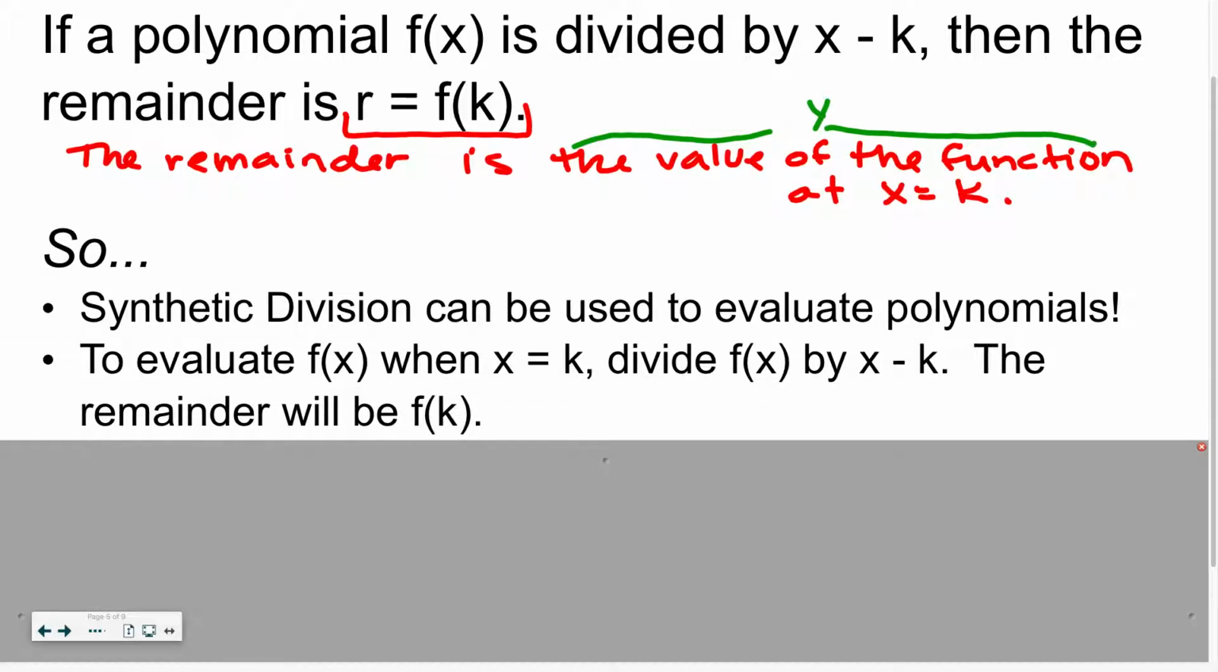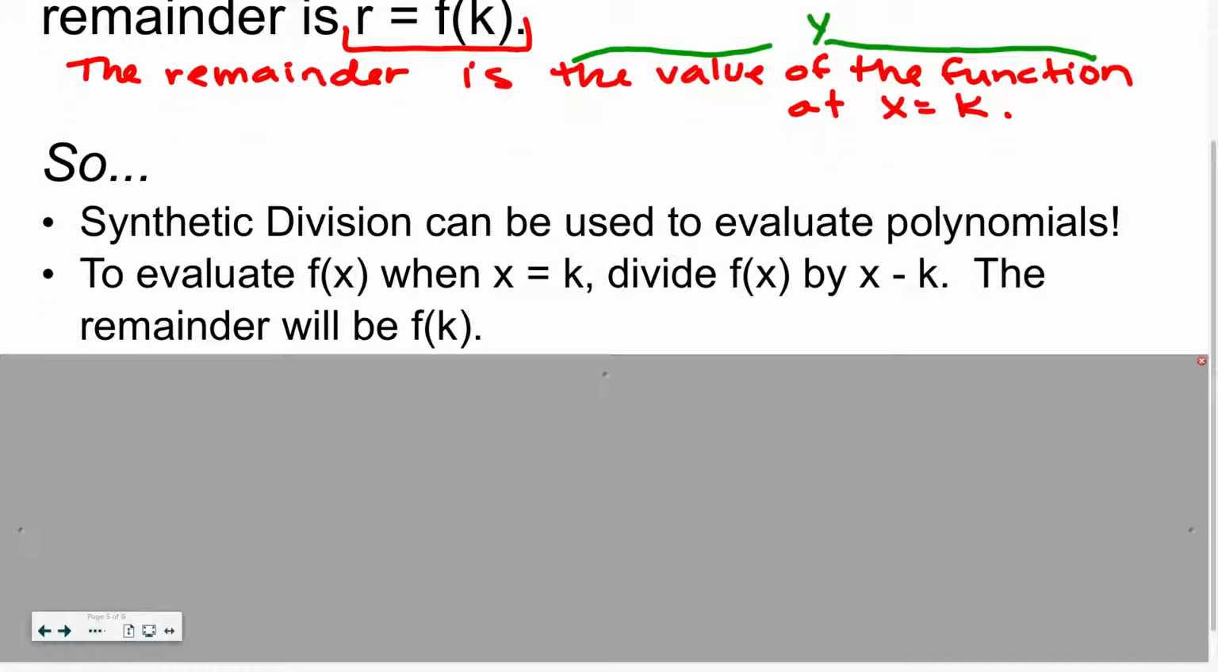This one I don't think you really have to write down because I think it's basically what the remainder theorem says. I made a note to myself to just erase that second bullet point, but I'll just repeat it one more time because it never hurts to hear it again. To evaluate f of x when x equals k, to find f of k, divide the polynomial by x minus k. So we're going to be doing synthetic, and the remainder will be f of k.